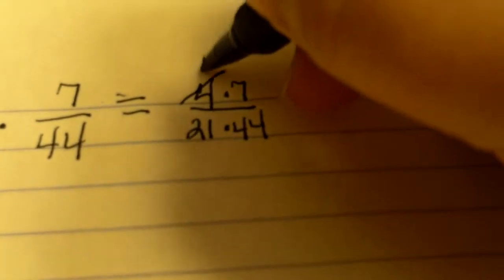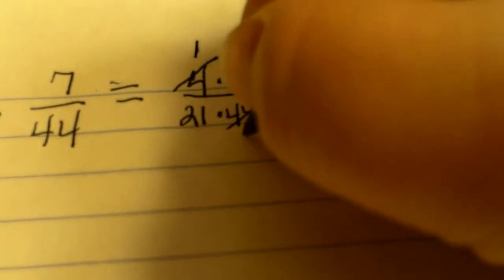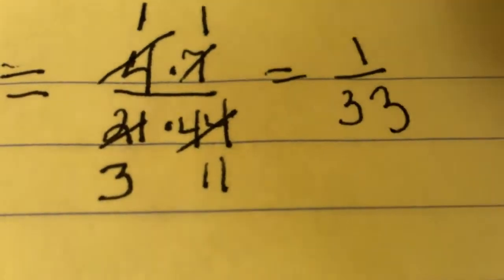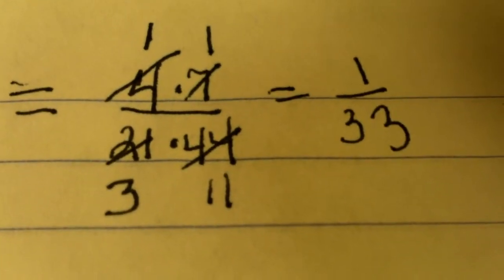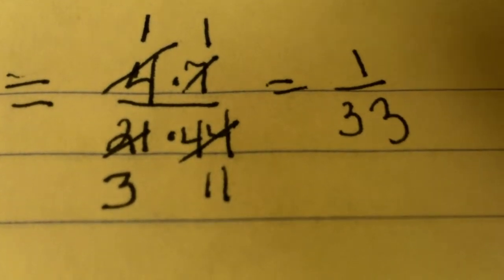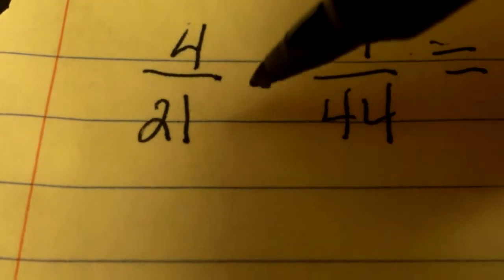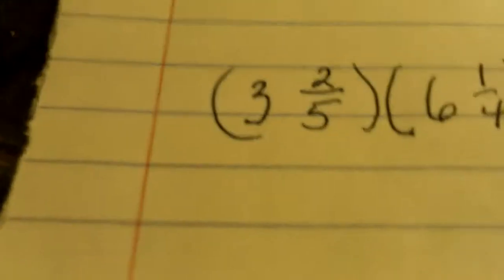And 4 is going to divide into 4 one time, and 4 will divide into 44, leaving you with an 11. We can keep going here and divide both the numerator by 7 and the denominator by 7. We end up with a final answer of 1 over 33. So take advantage. Again, that nice little so-called shortcut only works when it's multiplication because everything's one big factor.